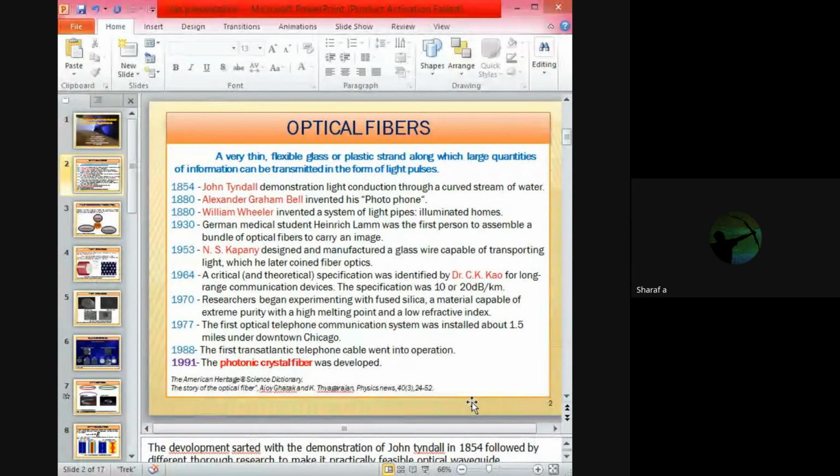Okay, so this is just a history of optical fibers. It all started in 1854 when John Tyndall demonstrated the bending of light through a curved stream of water. And from there, in 1991, we have discovered the photonic crystal fiber, which is a special class of optical fiber, which has a lot of advantages as compared to conventional optical fibers.